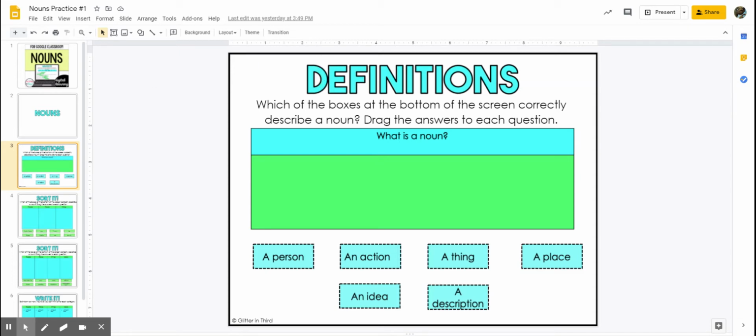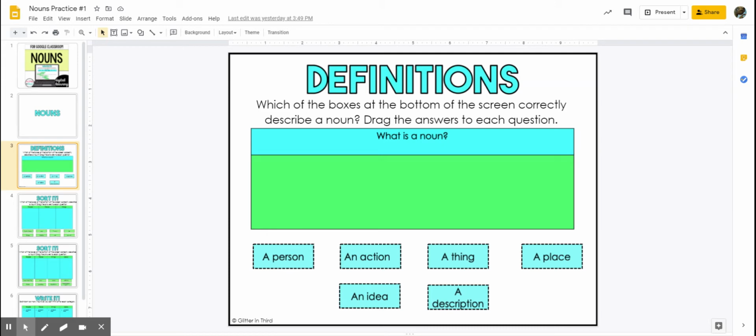Which of the boxes at the bottom of the screen correctly describe a noun? Drag the answers to each question. So our question is, what is a noun? I'm going to read these blue boxes to you, and you are going to drag them into this green box if they describe what a noun is.